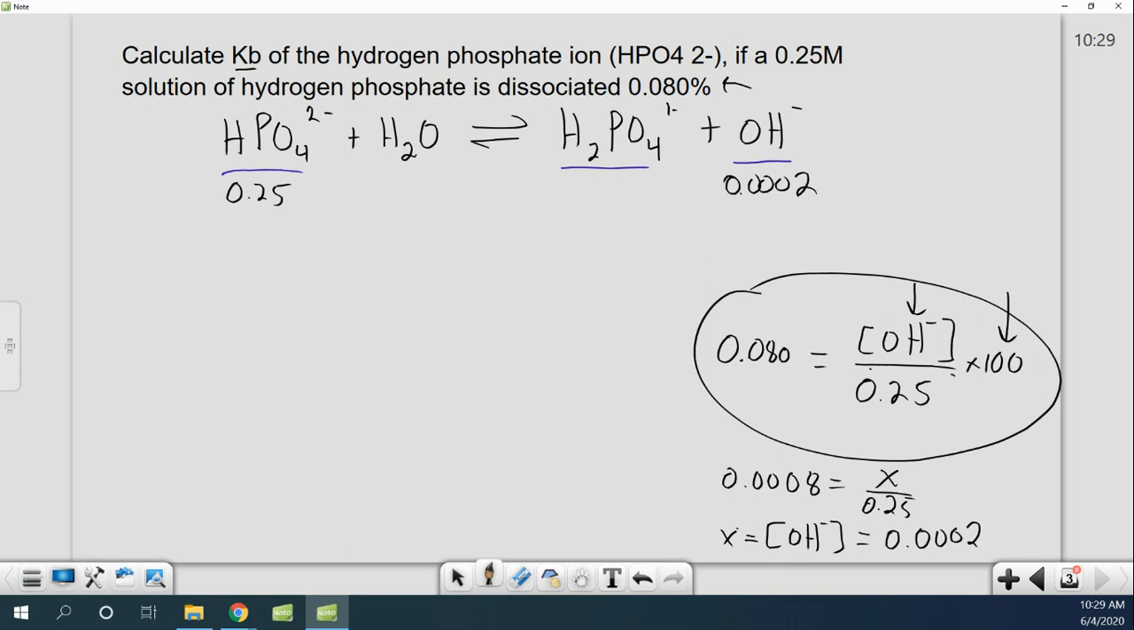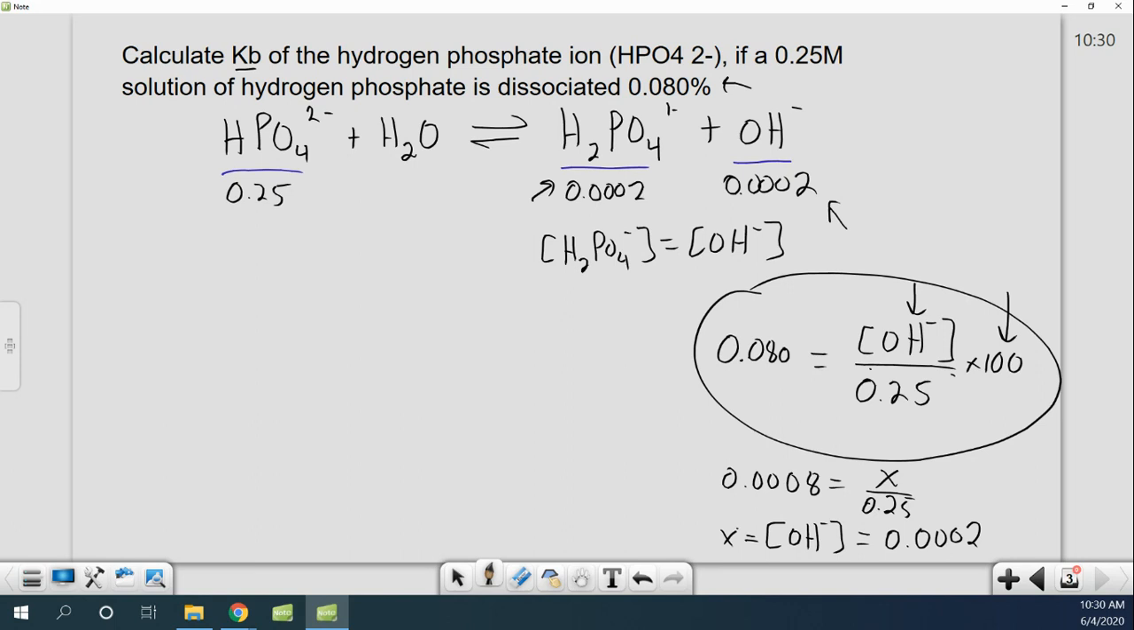So if this concentration is 0.0002, I mean, you could go and make an ice chart and everything to figure it out, but if you already know that's 0.0002, what's this going to be? Well, it's a 1-to-1 ratio. It's got to be the same thing. The concentration of H2PO4 minus has to equal the concentration of OH minus. They both started at 0. They both came from this, and it's a 1-to-1 ratio. So I know that it's going to end up being the same number. Hey, I'm good to go.